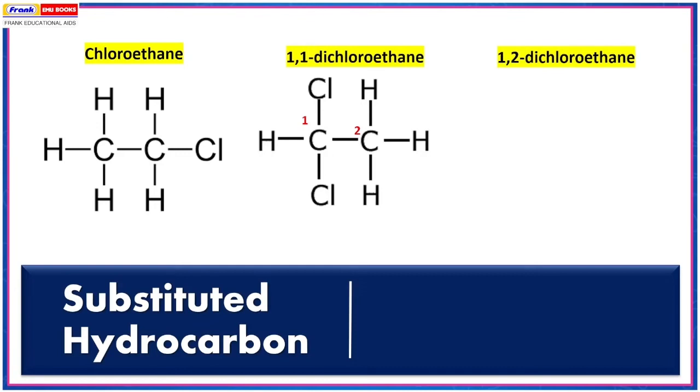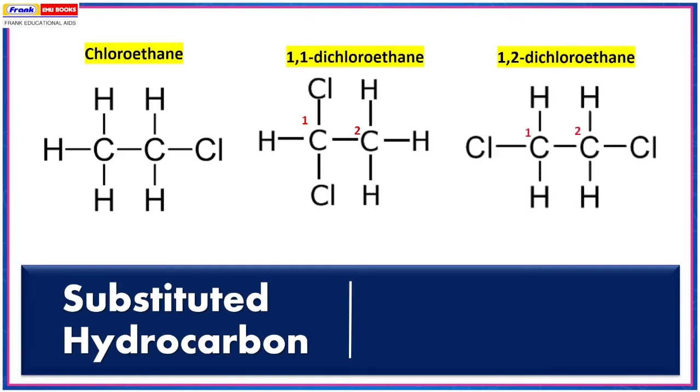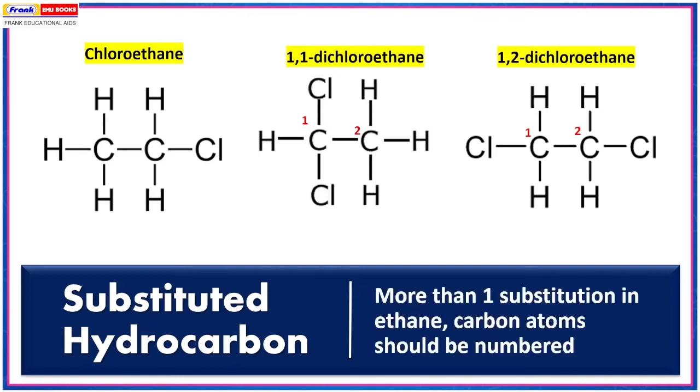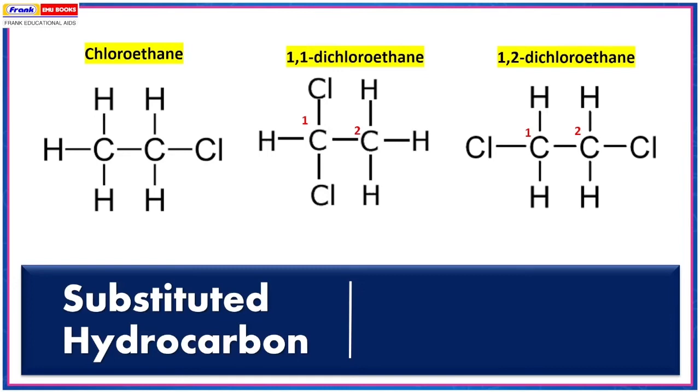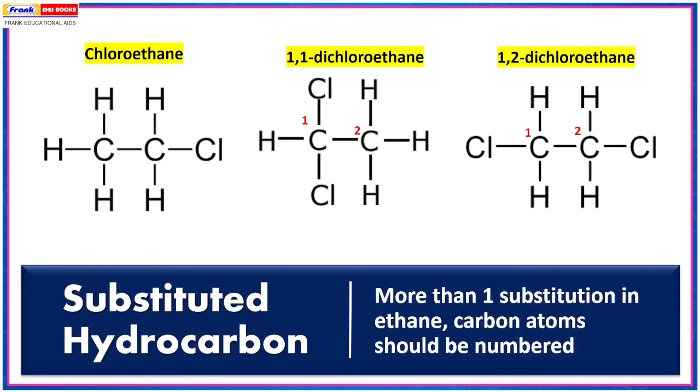1,2-dichloroethane, the naming starts from the left carbon atom. The leftmost carbon atom has been named as C1 and the adjacent carbon has been named as C2. C1 contains 1 chlorine, 2 hydrogen attached to it. C2 contains 2 hydrogen and 1 chlorine attached to it. Hence the compound has been named as 1,2-dichloroethane.